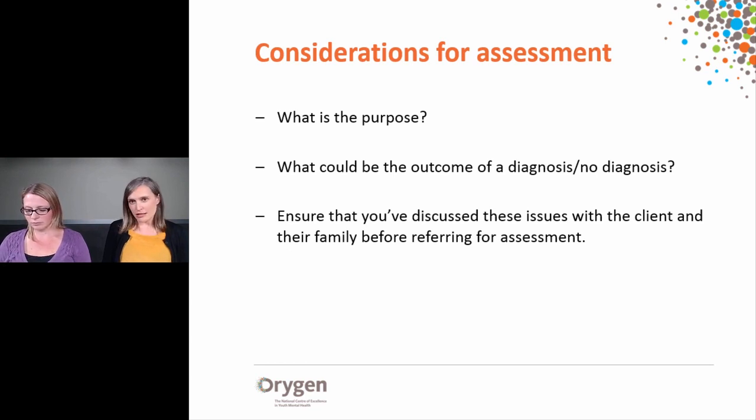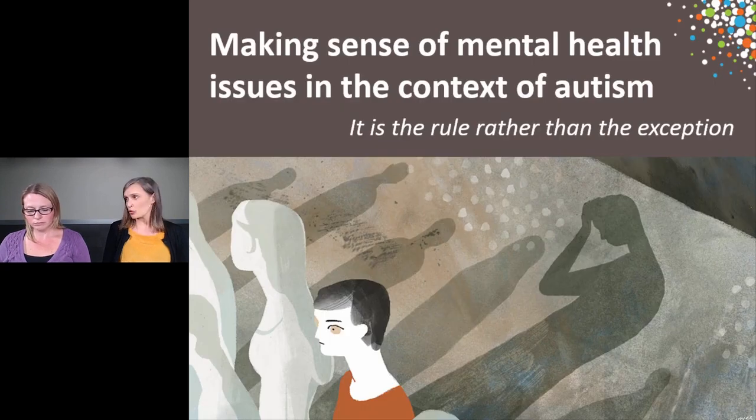Yeah, definitely. So we've had to think about screening and assessment and what autism looks like in young people. We're going to spend the last part of the webinar having a think about mental health comorbidities. It's really important for you to understand that it really is the rule rather than the exception for young people with autism to experience a mental health difficulty.